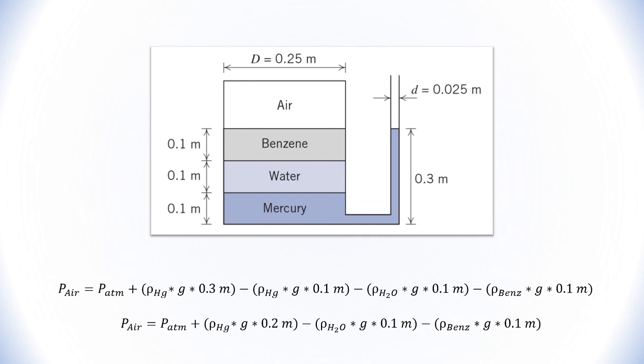Another example of this might be a manometer with different fluids, and in this case the process will still be the same. We start at our reference point, which is the open tube at atmospheric pressure, and then we work down and up again through the different fluids with different heights and densities.